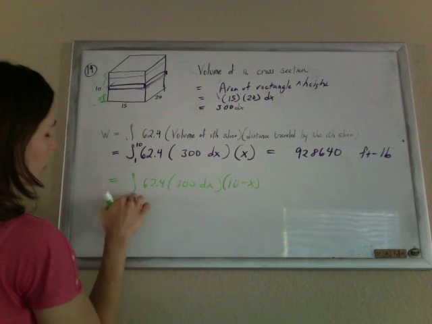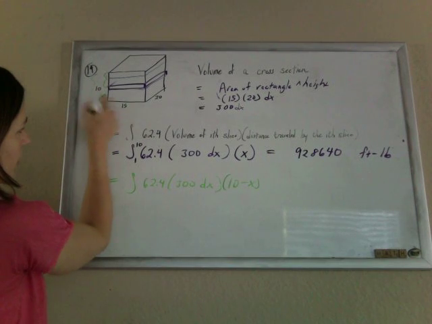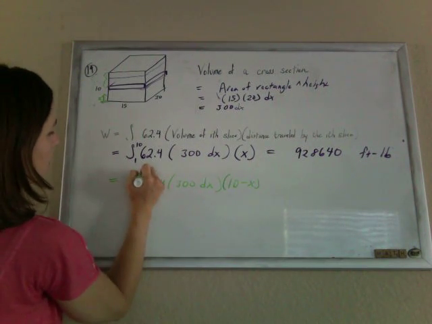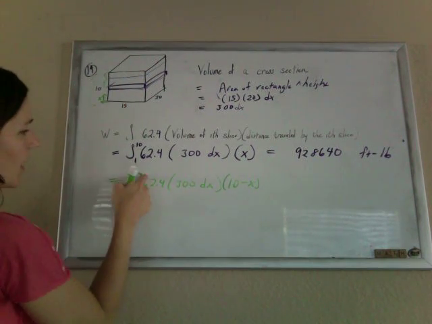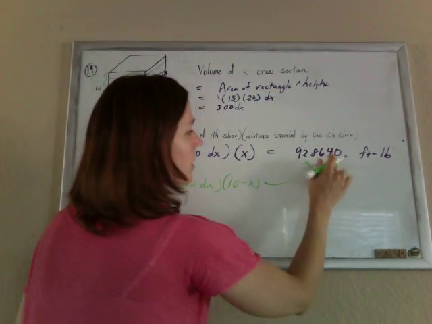And then where does your water stop and start? Well, if the x starts here, then it starts at 0 and goes all the way up to 9, because it was 1 foot from the top and it's 10 feet, so it would go from 0 to 9. And if you plug this in on your calculator, you will get the same thing.